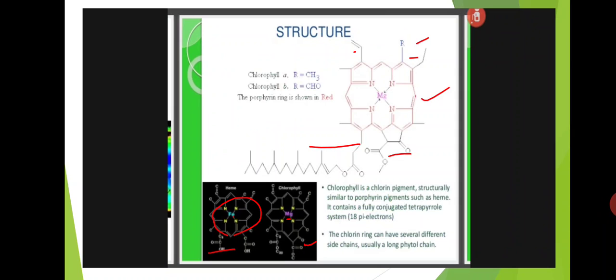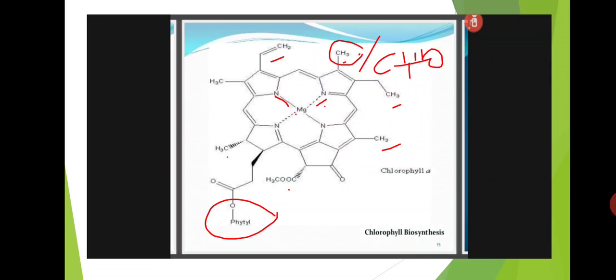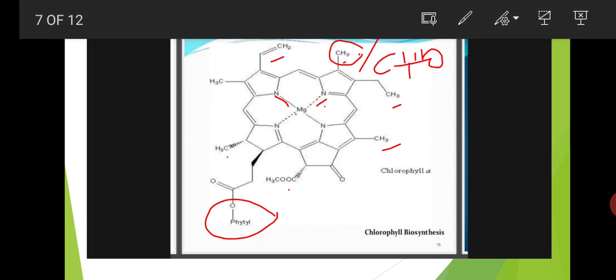This chlorophyll is structurally similar to porphyrin pigments such as heme, and it contains a fully conjugated tetrapyrrole system. Here hemoglobin and chlorophyll structure is there. Only the side chains and central metal atom are different, but the porphyrin structure is common. Here the structure of chlorophyll is there.